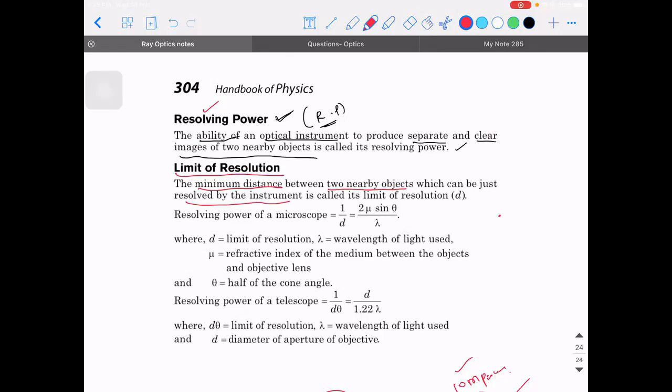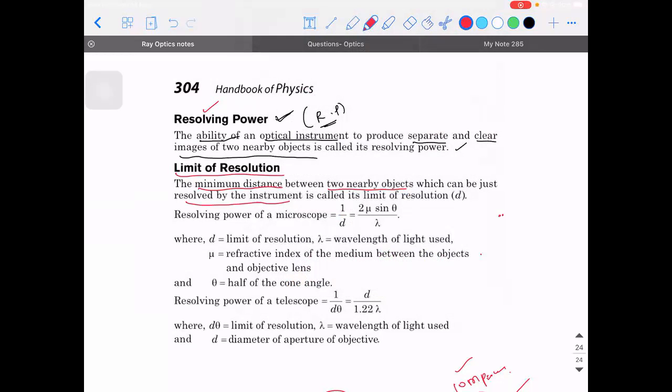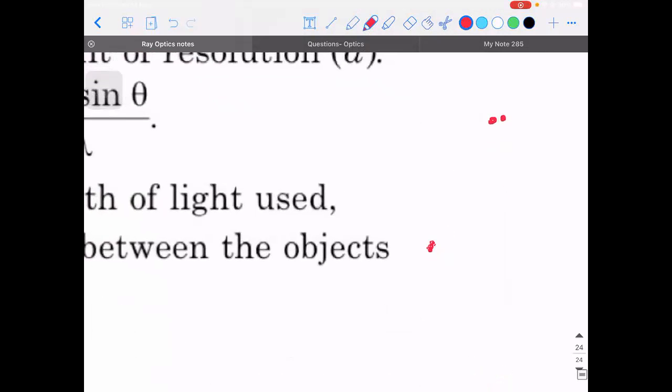If I give a dot, you're able to see two different dots. But with the thickness of the pencil, okay, they actually appear with a gap.